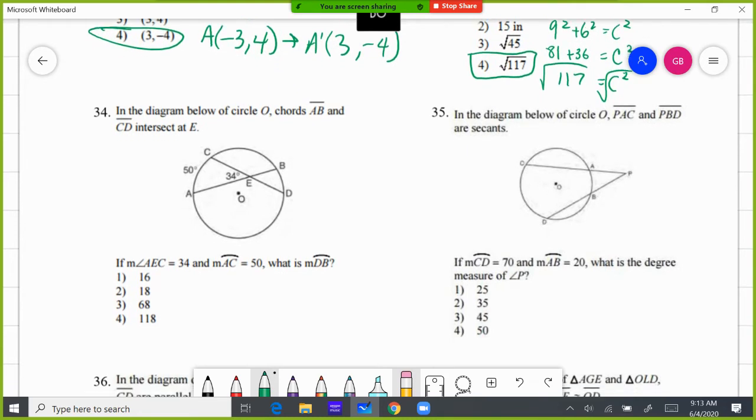Okay, 34. In the diagram below of circle O, the chords AB and CD intersect at E. If the measure of angle AEC is 34 and the measure of arc AC is 50, what is the measure of arc DB? So we're looking for this arc over here.